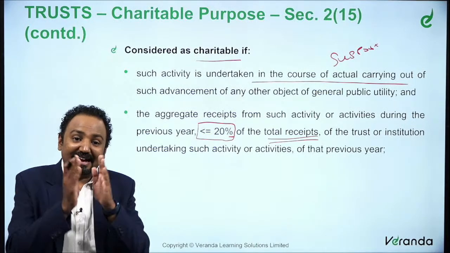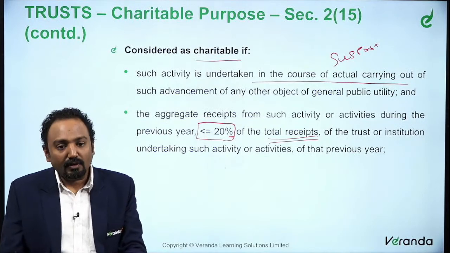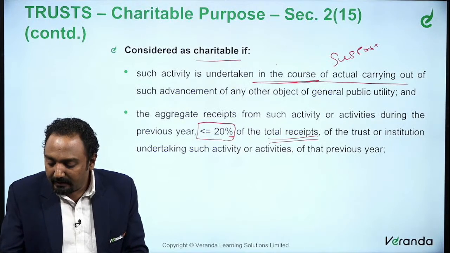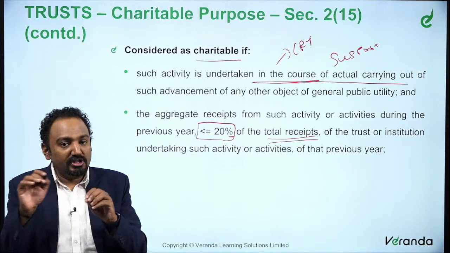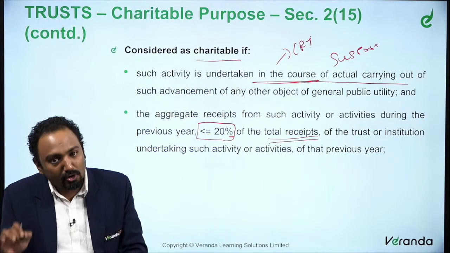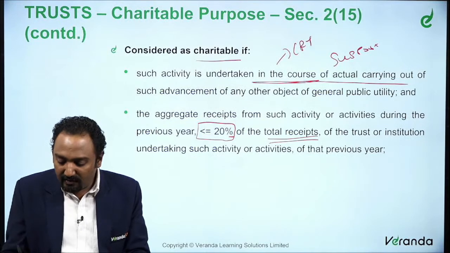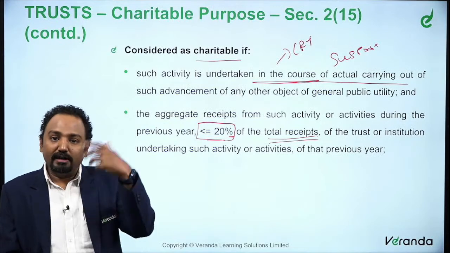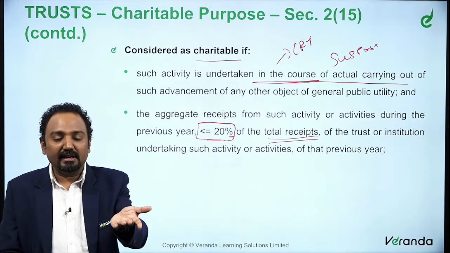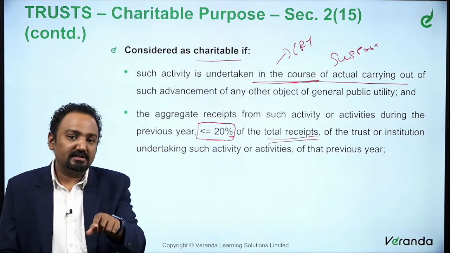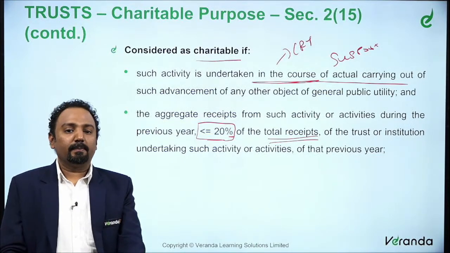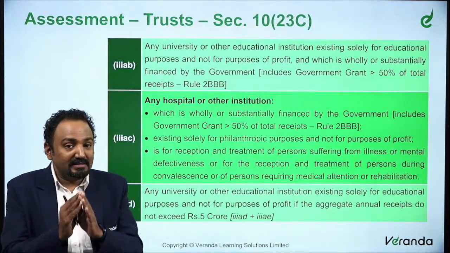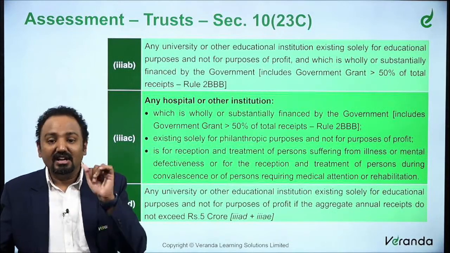So the activity we are talking about in CRY, which is publishing of calendars, notebooks and other things, is probably in the course of the charitable purpose. If such activity is not more than 20% of the total receipts, then though it is in the nature of trade, commerce or business, they are publishing a calendar, they are selling a calendar, though it is a business activity, it could still be considered as a charitable purpose. That is what they are trying to say about this quantum. So this is very important to understand what actually means charitable purposes.